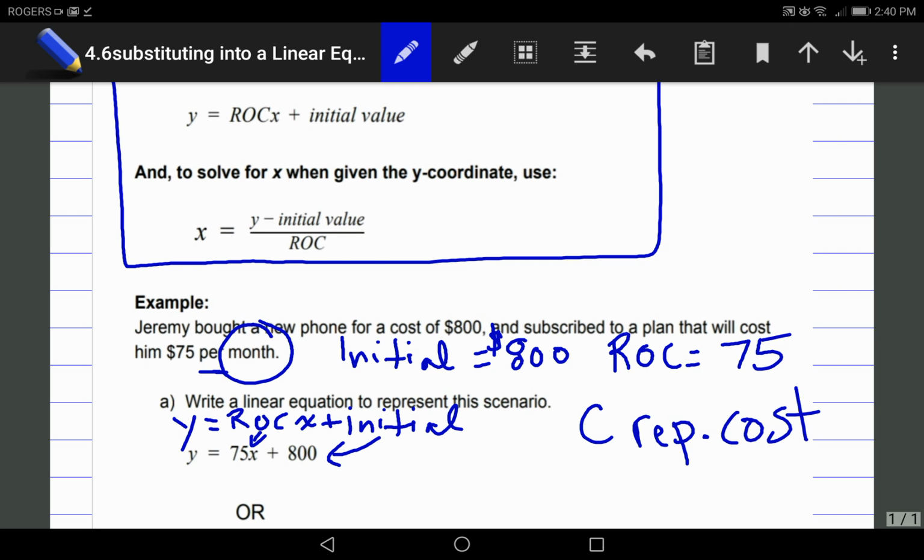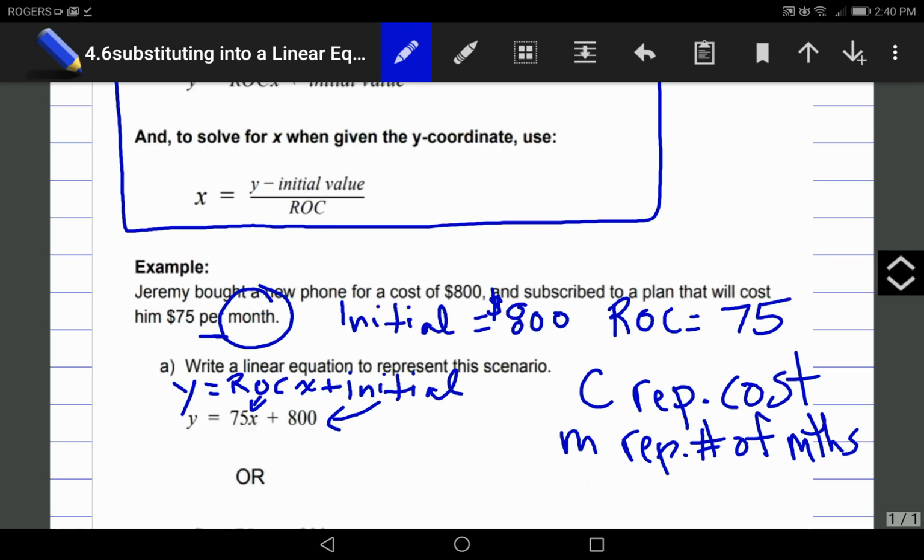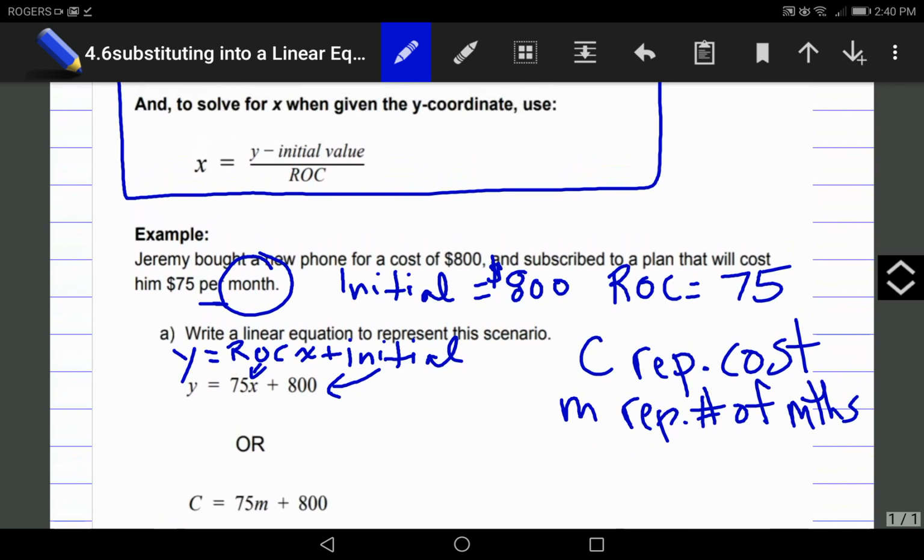So let's use the letter M, and let's use that to represent number of months in short form. Okay? So if we were to rewrite this equation, we would get C equals 75 times M, the number of months, plus 800. So the total cost equals $75 times the number of months plus 800.